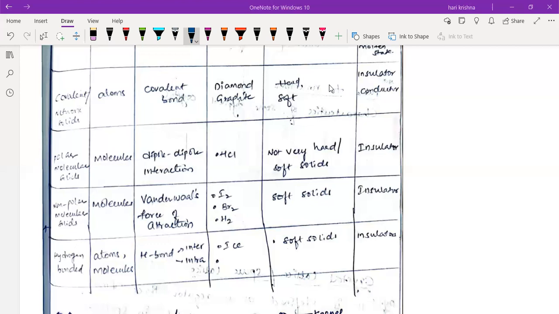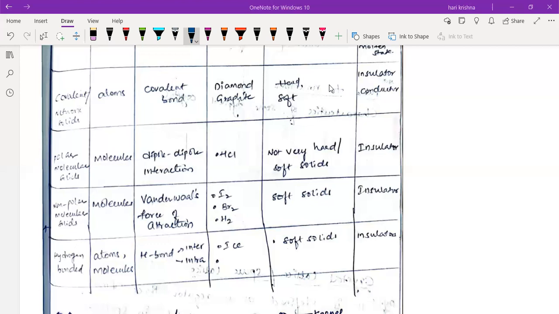Okay, next one is the non-polar molecule. Again, the molecules are the constituent particles, but here there is no dipole moment at all. That's why the van der Waals force of attraction plays an important role. The van der Waals force of attraction is nothing but the force of attraction between two different molecules. There is no dipole moment or ionic force of attraction at all in this case. So simply two same molecules are there, with a van der Waals force of attraction.